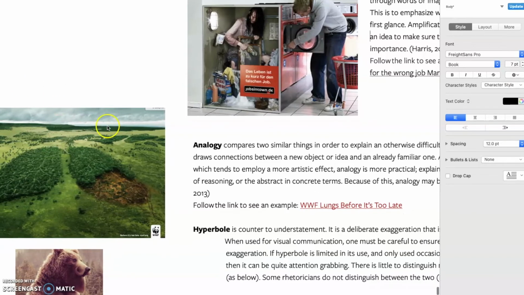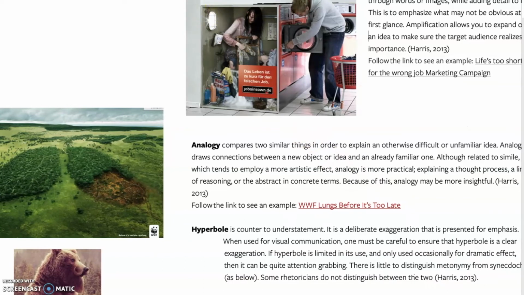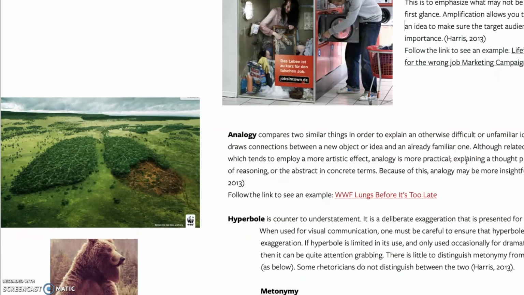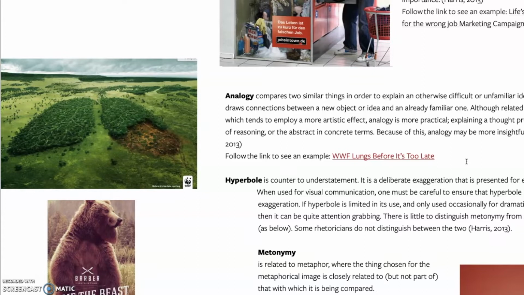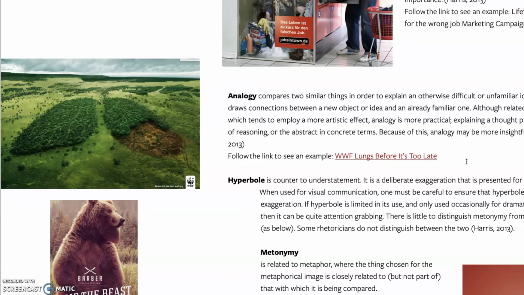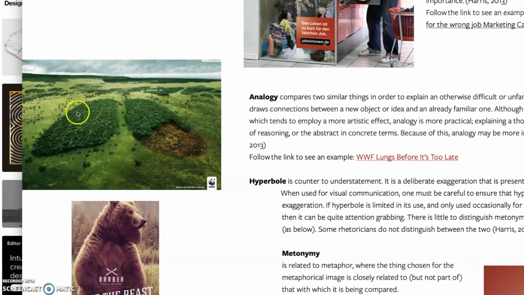Another type of device, not necessarily a metaphor, is using analogy in design and advertising. It is also a very common way to get complex ideas across. An analogy compares two things that are similar, and it draws a connection between the two. It allows the designer to do something really interesting that you wouldn't normally think. If you have a look at the WWF ad here, "before it's too late," it's showing a forest in the shape of lungs. Those lungs are meant to represent what's happening to the earth, that the forests are the lungs of the earth, and you can see on these forests there's a big scorched lung there. So that's an analogy, drawing two things together, right?